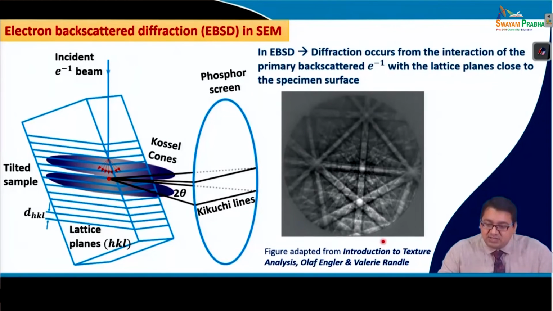So, this is a figure which is obtained from the book of Olaf Engler and Valerie Randle, Introduction to Texture Analysis, and you can see that for different HKL planes one can obtain different bands. Each band has a different thickness and therefore it can be related to 2 theta b, meaning 2 times the Bragg angle, and thereby it could be related to a certain HKL plane.